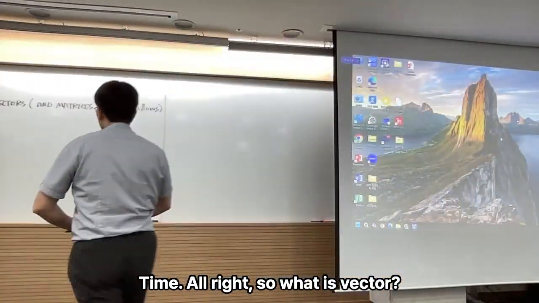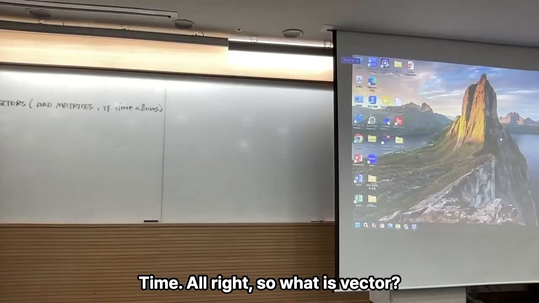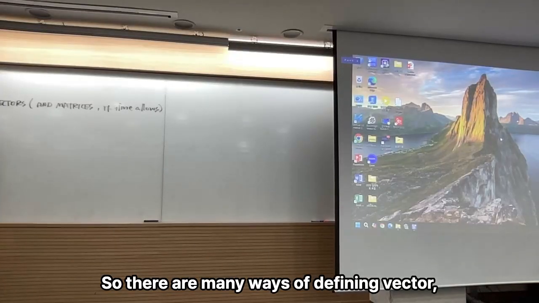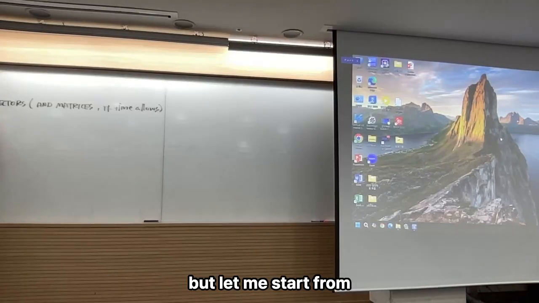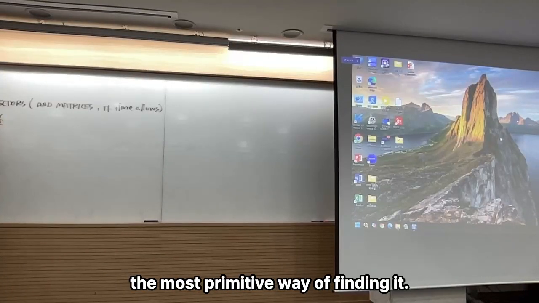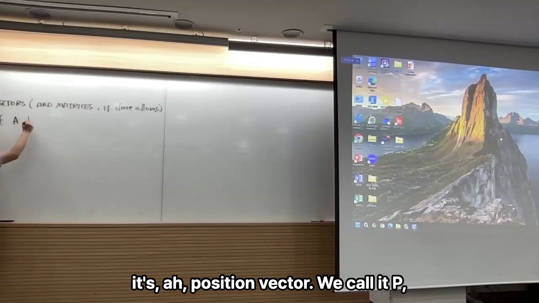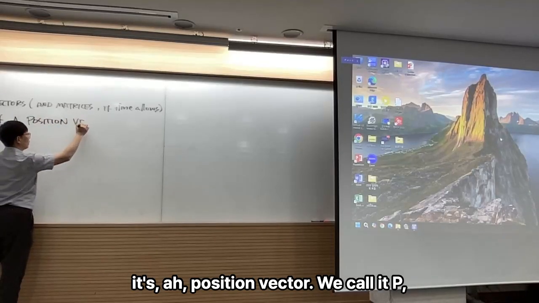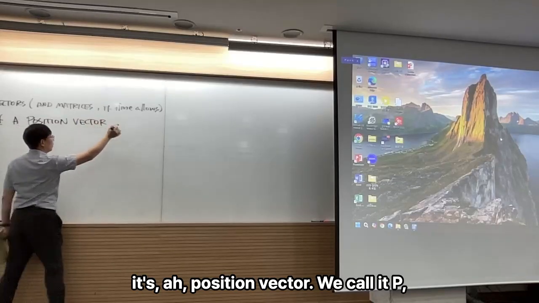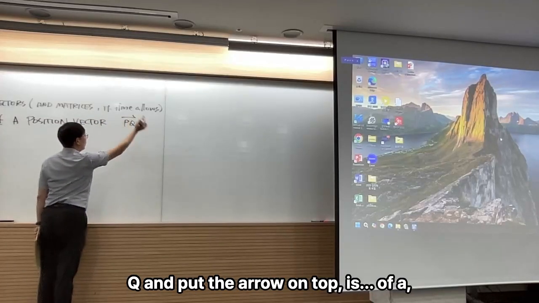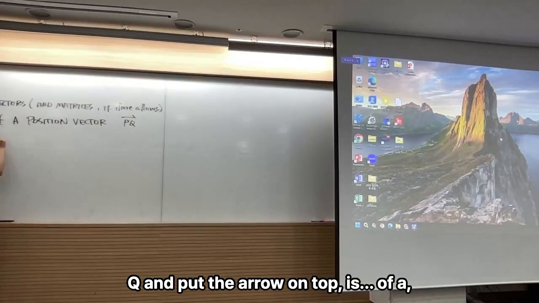All right, so what is a vector? There are many ways of defining a vector, but let me start from the most primitive way of defining it. Here, I'm going to give it a different name. It's a position vector. We call it PQ and put an arrow on top.